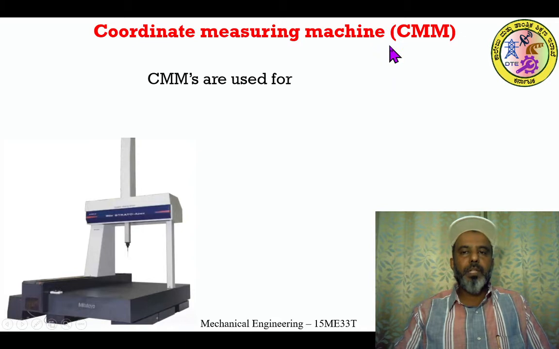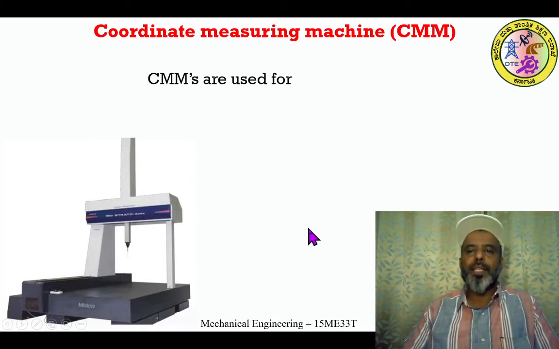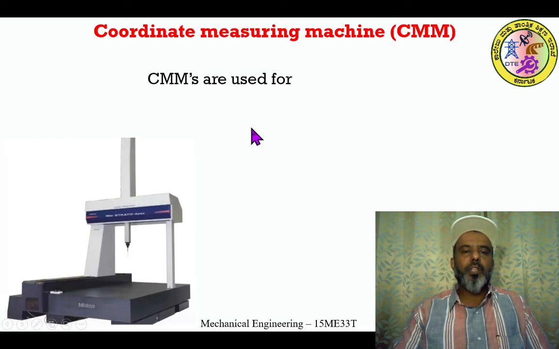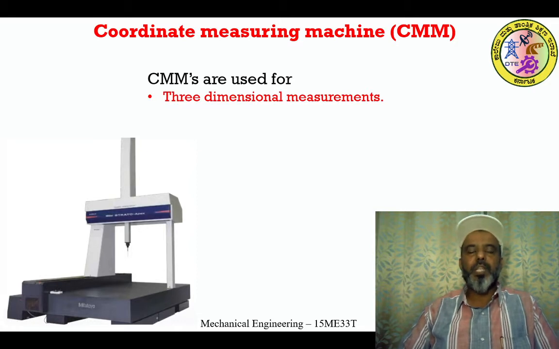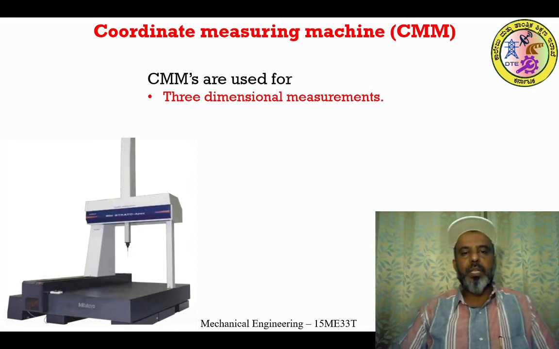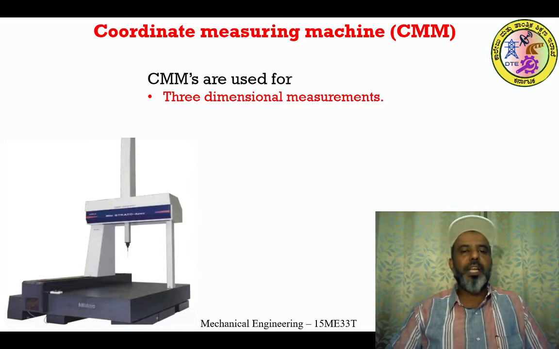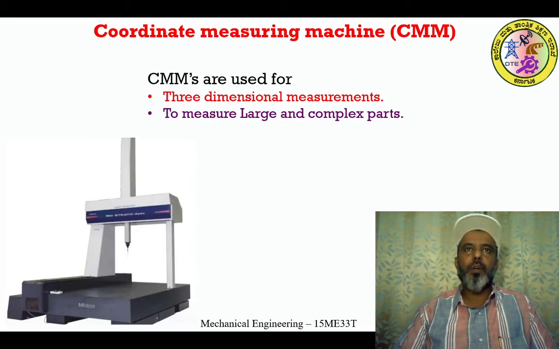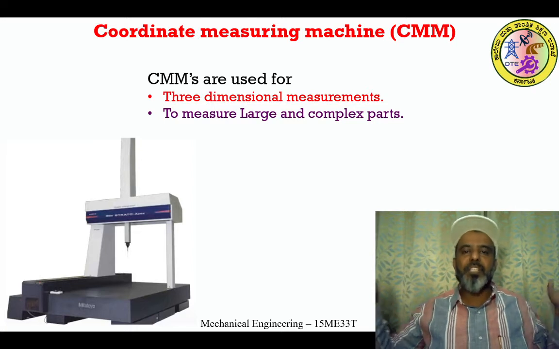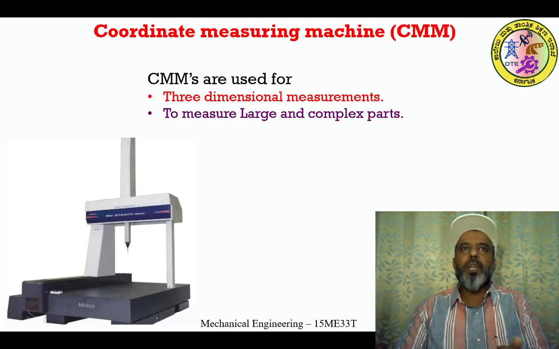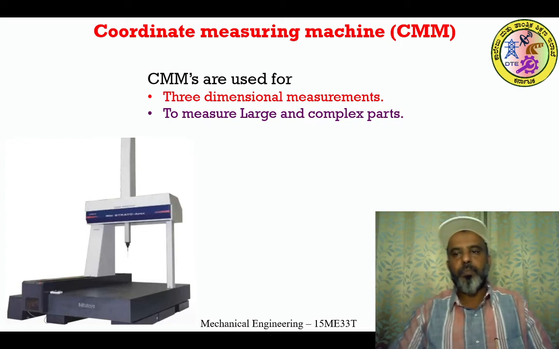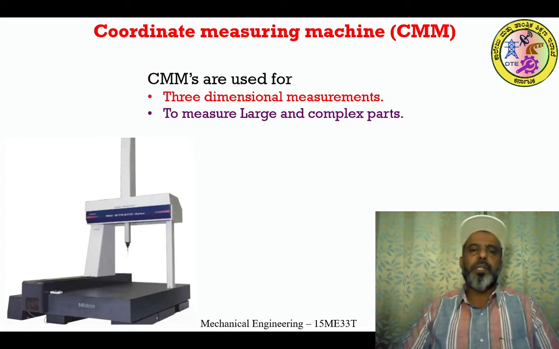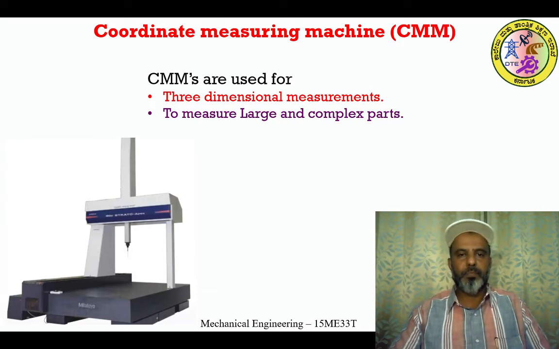These coordinate measuring machines are simply known as CMMs, and they are used for measuring three-dimensional measurements, meaning it can measure in all three axes, that is X, Y and Z. Also, CMMs are used to measure large and complex parts. Large may be as big as a car, or as small as a hairpin. A small needle can also be measured by a coordinate measuring machine.